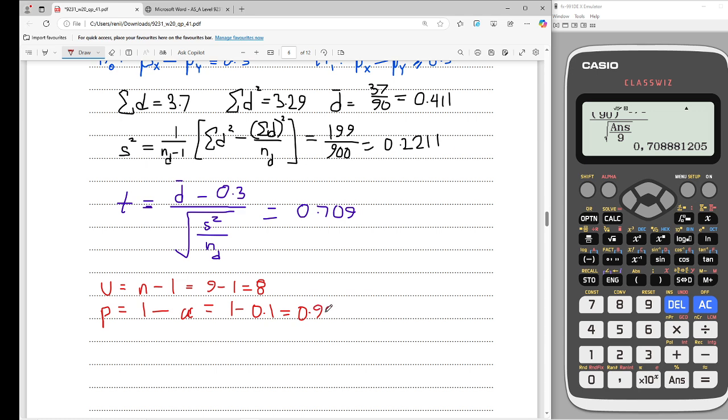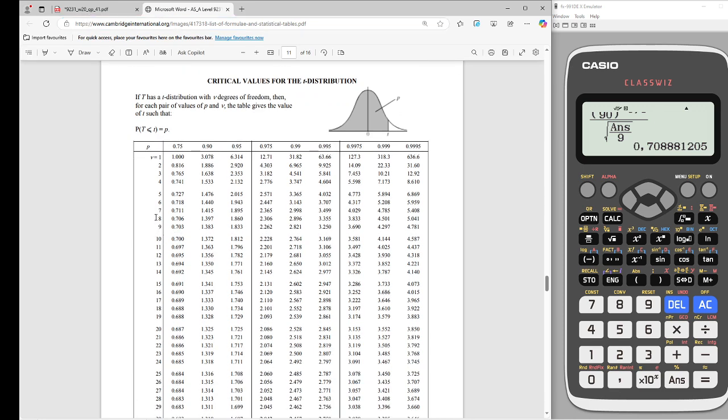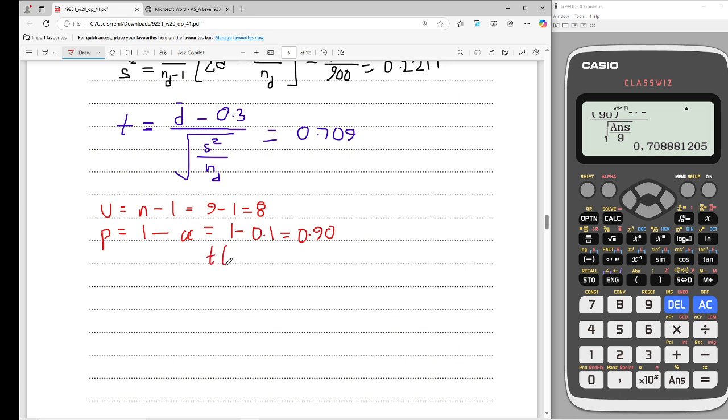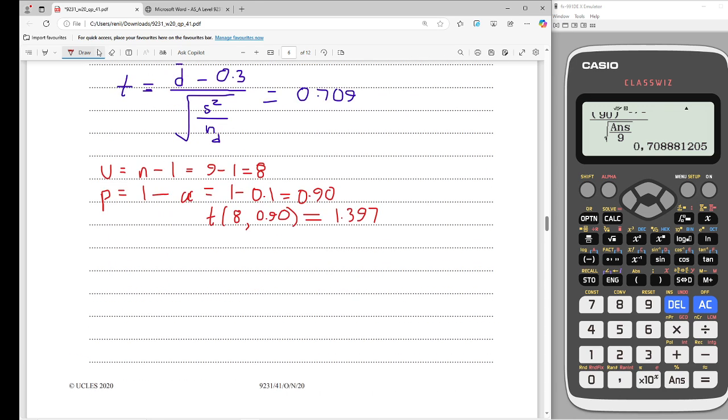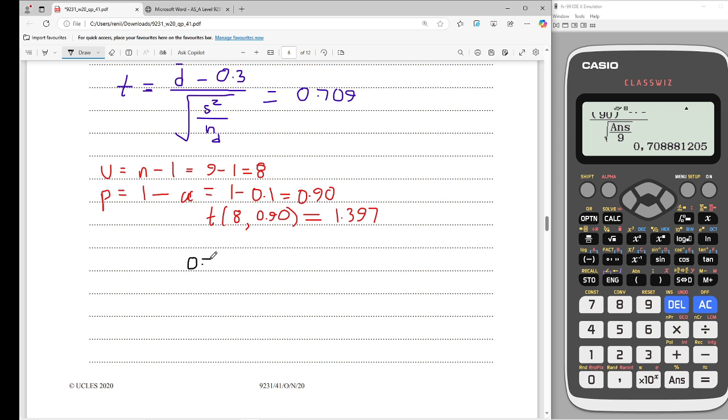So now that we have our p value and our nu, which is a Greek letter, we go to degree of freedom 8 and 0.9, which is 1.397 as a critical value. So how to write this? It will be t comma 8 comma 0.90, and this is equal to our critical value, which is 1.397.